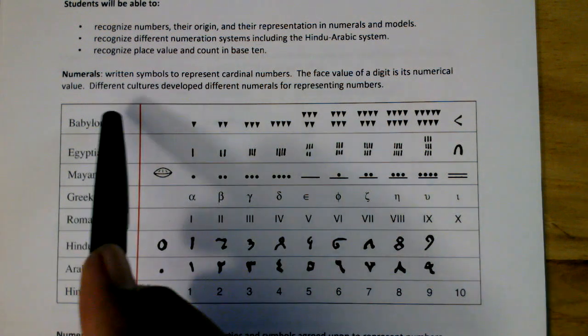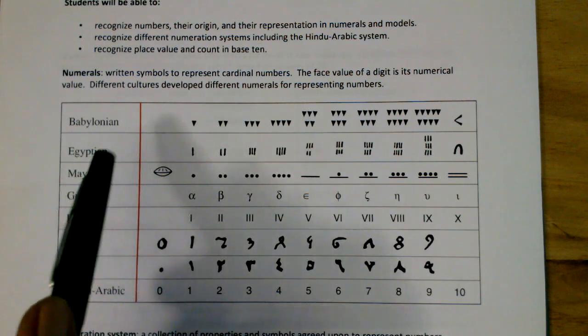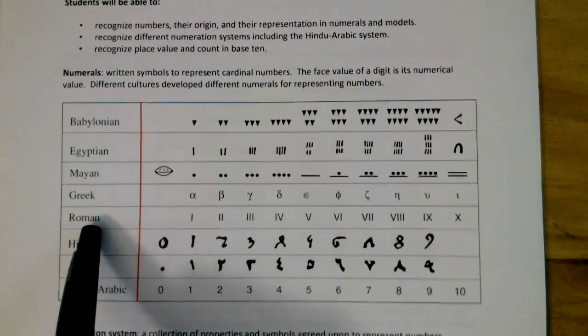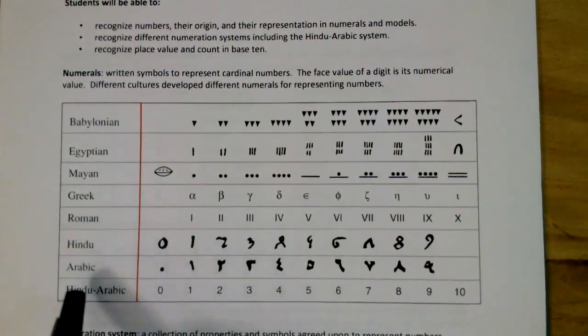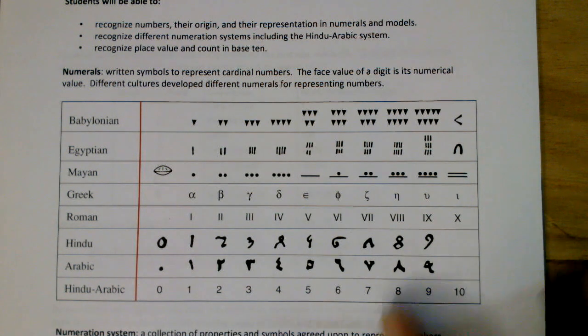And these are a few of the numeration systems that are given in this table. Now, because of time, we're not going to cover every single one of these. The ones that I want to focus on would be, of course, the Roman numeration system. And also I'd like to cover just the Hindu Arabic system for numbers. Those are the only two that I will cover in this video.